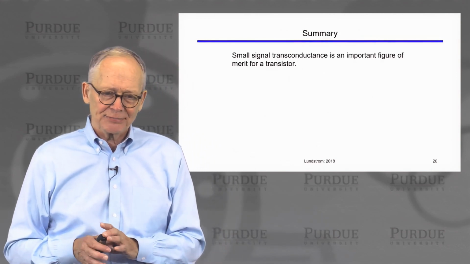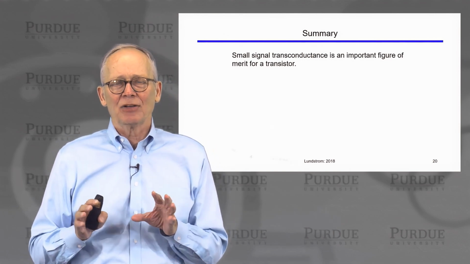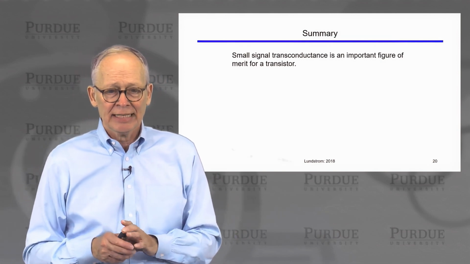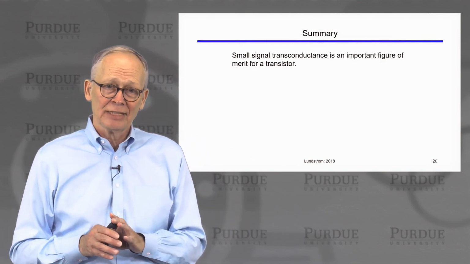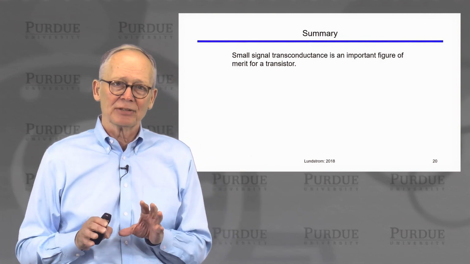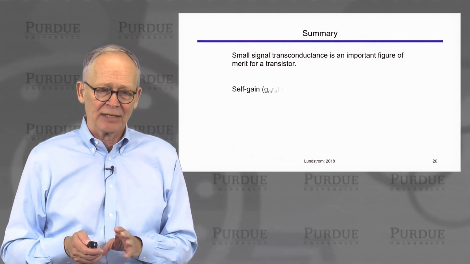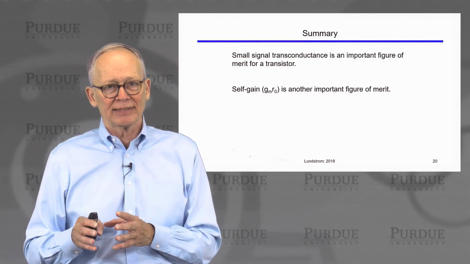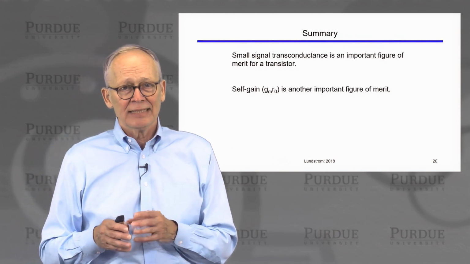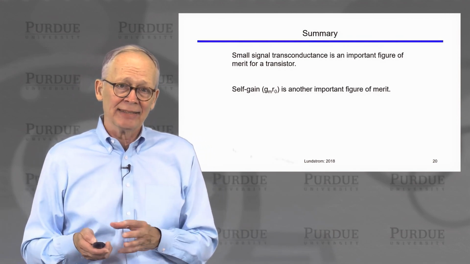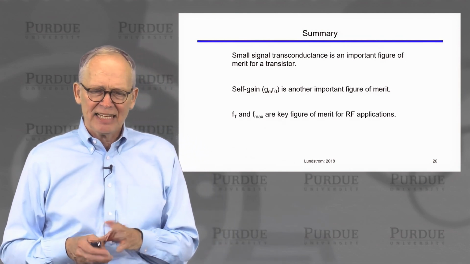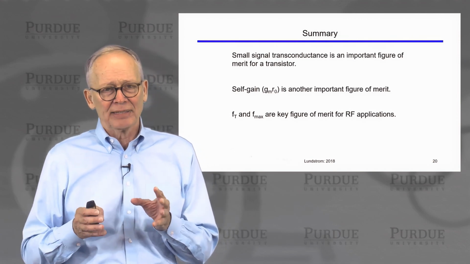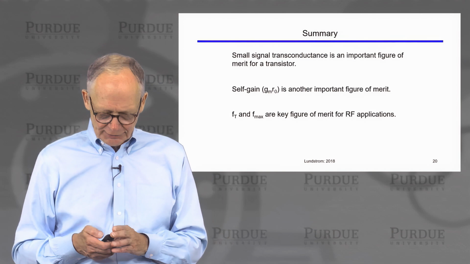All right, let's wrap up. So we've just had a quick look at analog circuits and what's important in terms of transistor characteristics for analog circuits. Small signal transconductance is really important because it is a measure of the transistor's ability to amplify analog signals. Self-gain is also important. That brings in the output resistance, and the output resistance of a transistor is also important because it limits the maximum gain that will be available in an amplifier. And FT and Fmax are very important figures of merit because they help us determine how high in frequency we can use these transistors.